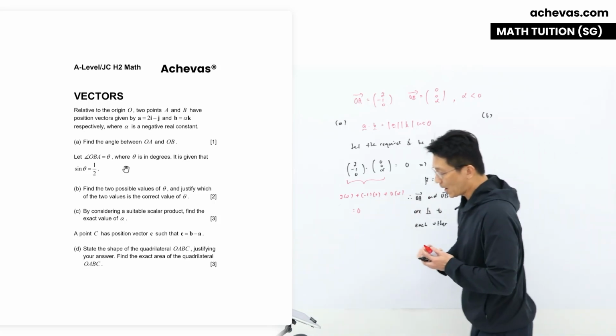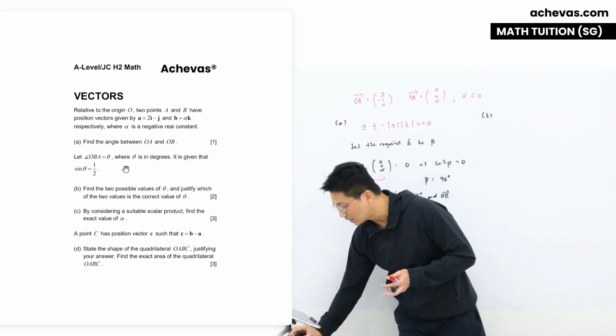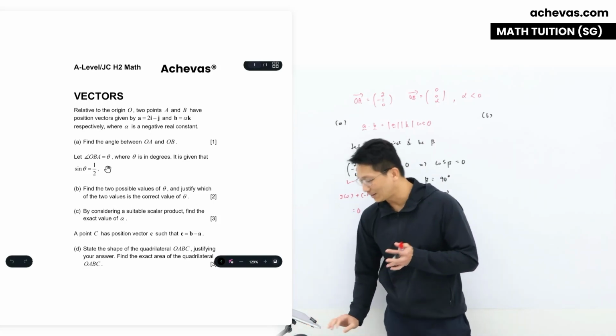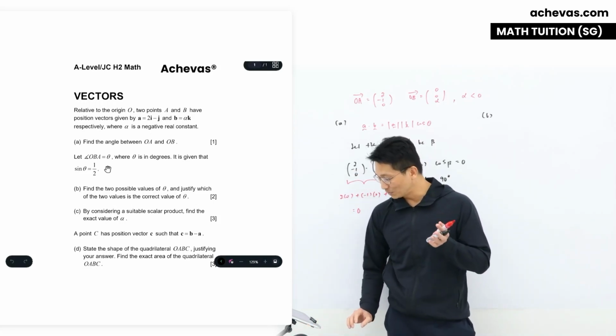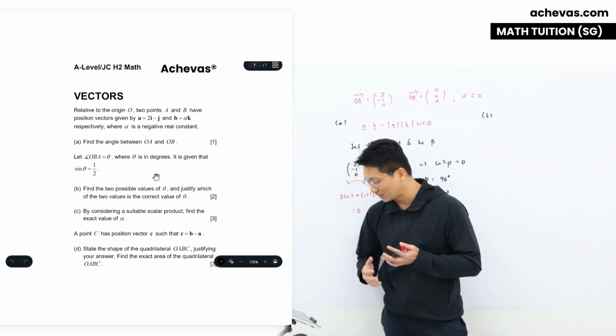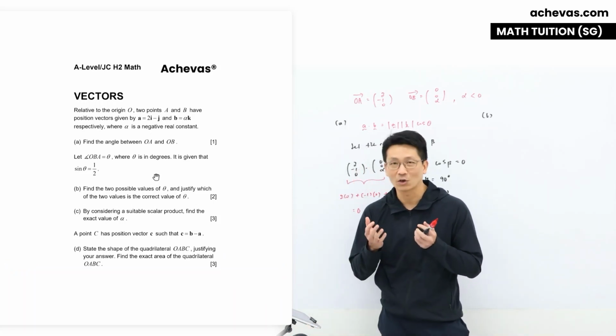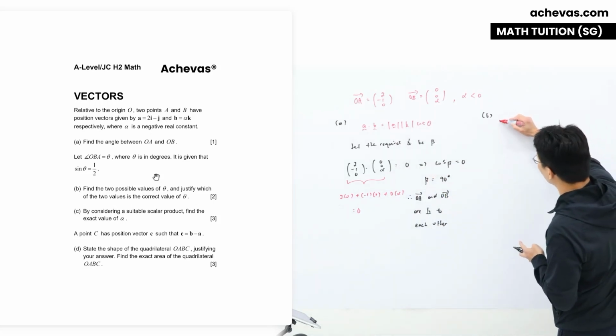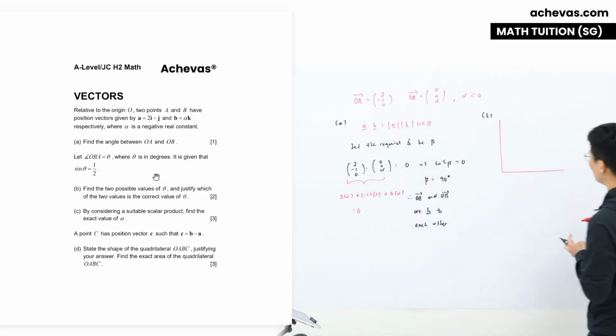In part B, we are given that the angle OBA is theta, and it's also given that sine theta equal to half. We are supposed to find the two possible values of theta, and after that, we have to justify which of the two values is the correct value of theta.